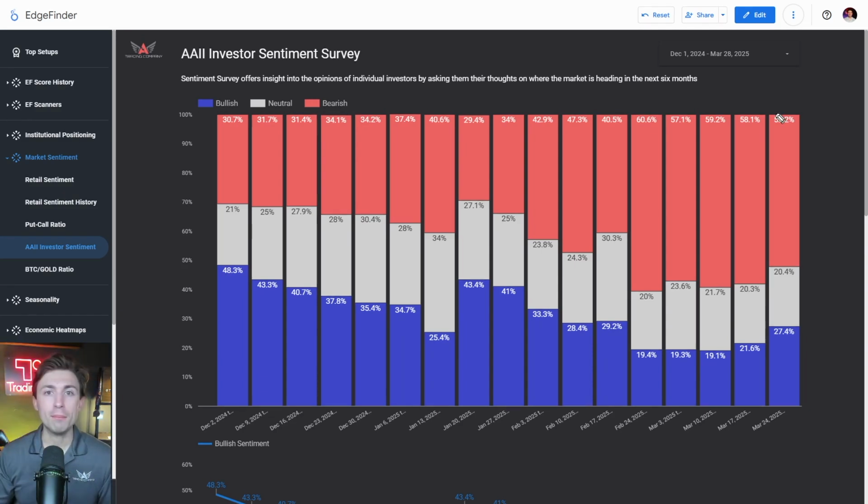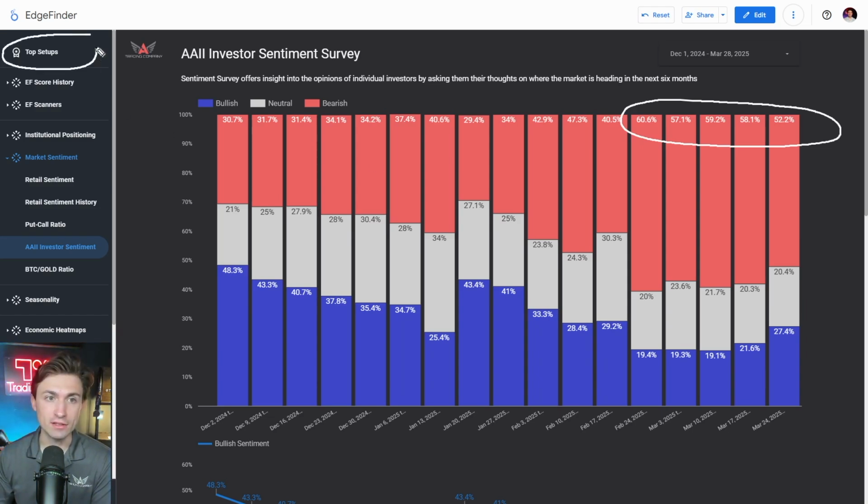currently behaving. My favorite way to use this tool is to look for extremes like we're seeing right now for some potential opportunities to go against the crowd sentiment. When everybody's bullish, I look to get bearish. When everybody's bearish, I look to get bullish if I can find the right opportunities, again, with the rest of the items on the list here within the EdgeFinder, giving us that idea in the top setups page.